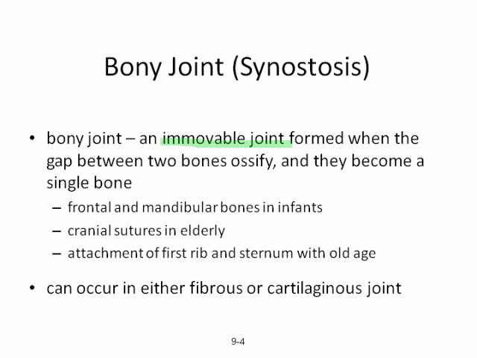And the third example here that I'm going to use is the attachment of the first rib to the sternum. As a person ages, once again, the fibrous joint tends to ossify, which is why it becomes so much easier for someone to break one of those first couple ribs, because of that ossification that tends to occur specifically within the first rib.